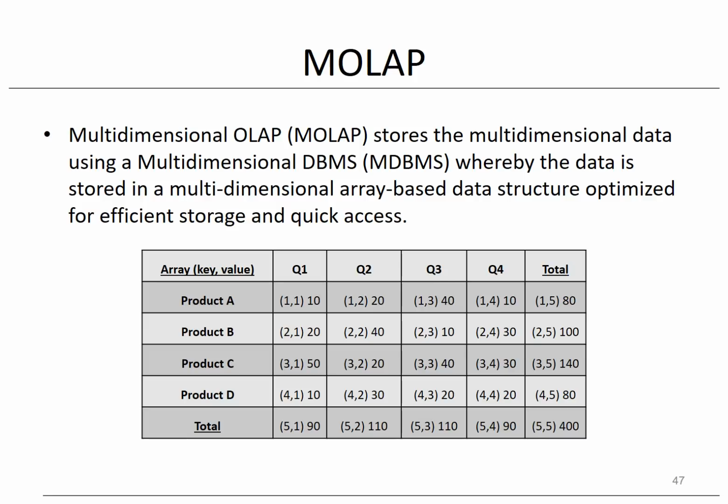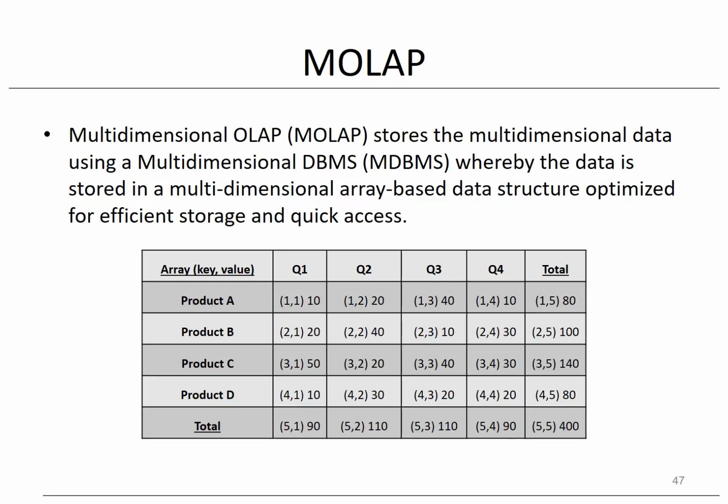Multidimensional OLAP, MOLAP, stores the multidimensional data using a multidimensional DBMS, MDBMS, whereby the data is stored in a multidimensional array-based data structure optimized for efficient storage and quick access. The dimensions represent the index keys of the array, whereas the array cells contain the actual fact data, for example sales. Aggregates are pre-computed and also physically materialized.